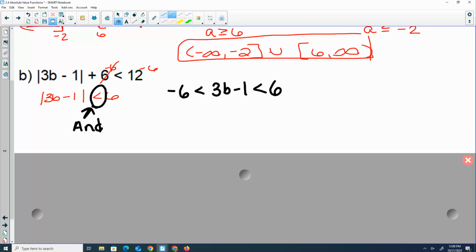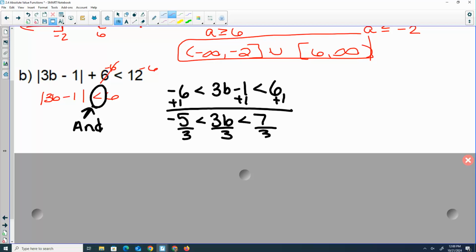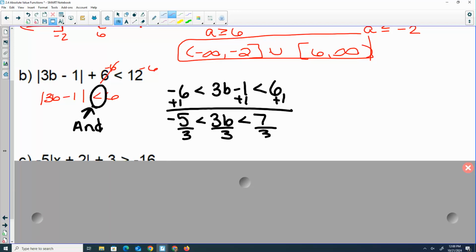Then when you solve a compound inequality, we still need to get b by itself, so we add 1. You just do it to both ends. So we have negative 5 is less than 3b is less than 7. Try and get b by itself, so divide by 3. So I have -5/3 is less than b is less than 7/3. When you go to turn that into an interval, it's really easy because this is where I start and this is where I stop.